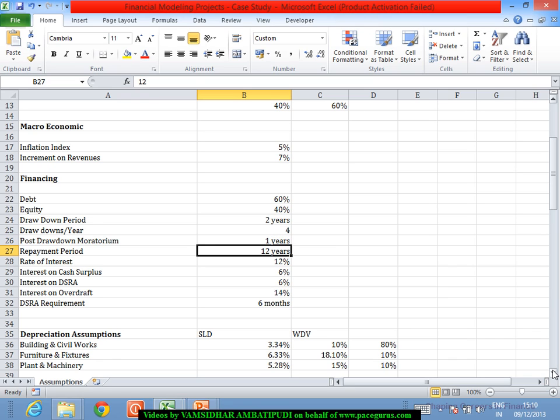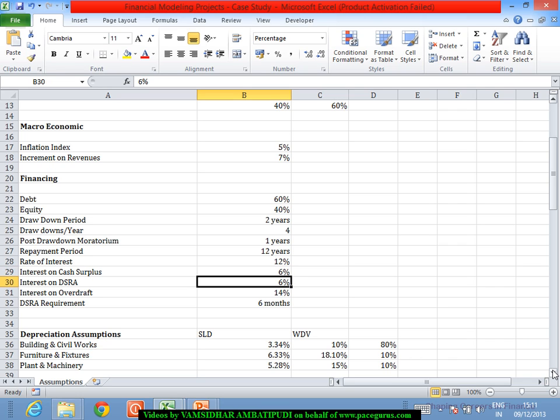And we are saying that this entire loan has to be repaid in a 12-year period after that, at the rate of 12% per year. In case during our operation phase, in any particular year or a set of years, we generate a cash surplus, we can deposit that surplus at the rate of 6% per year.